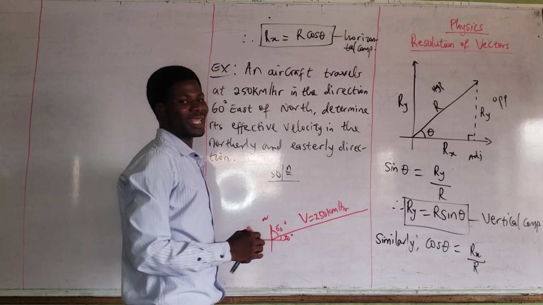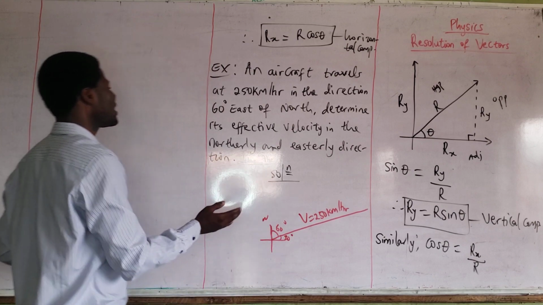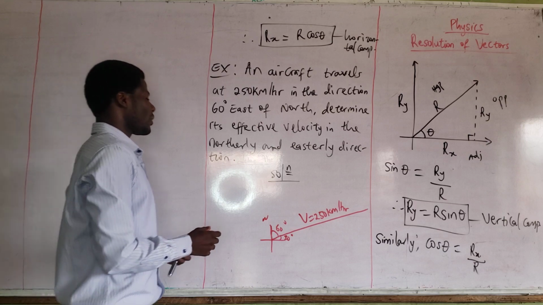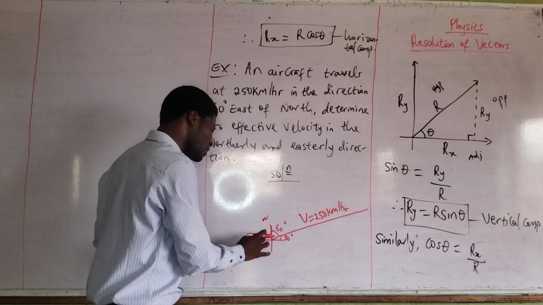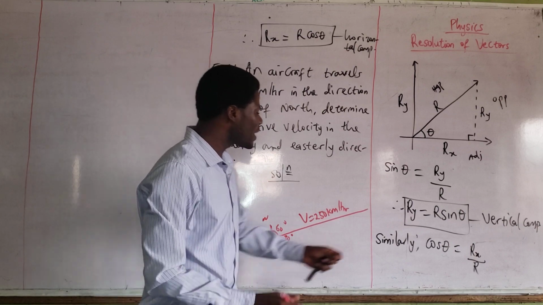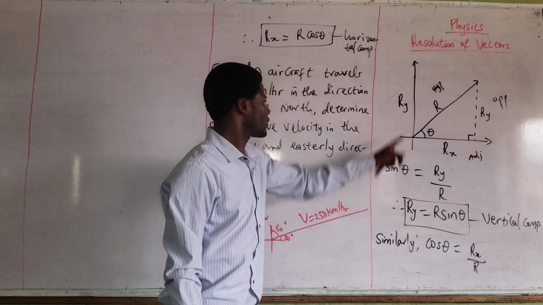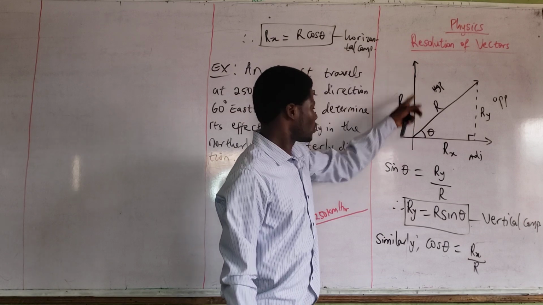So the question now says we should determine its effective velocity in the northerly direction. Now that is north. Okay? We have determined it in the north. So that north now corresponds to the vertical component. North to the vertical component.